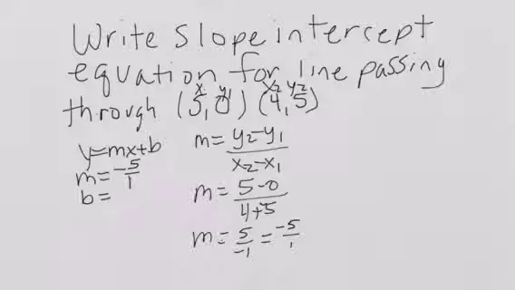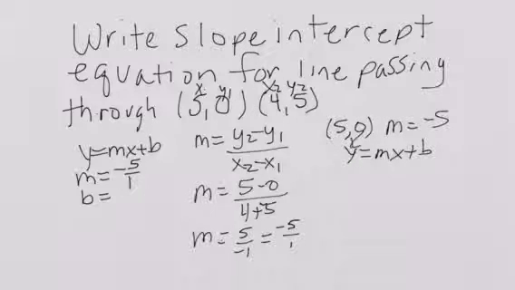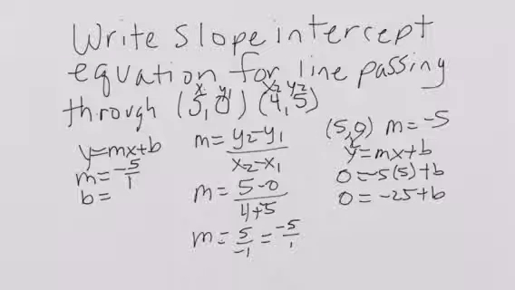Now we need to find our b. So we're going to do our ordered pair (5, 0), and m is equal to -5. So y equals mx plus b. 0 goes in for y. -5 goes in for the slope, and 5 goes in for the x. So it's going to be 0 is equal to -25 plus b.